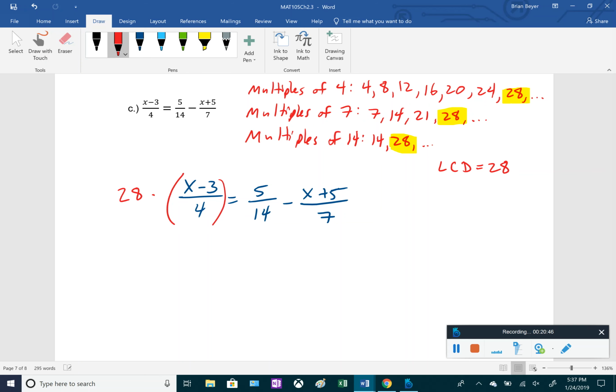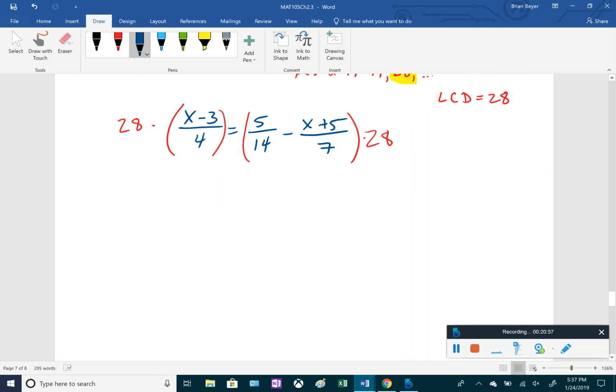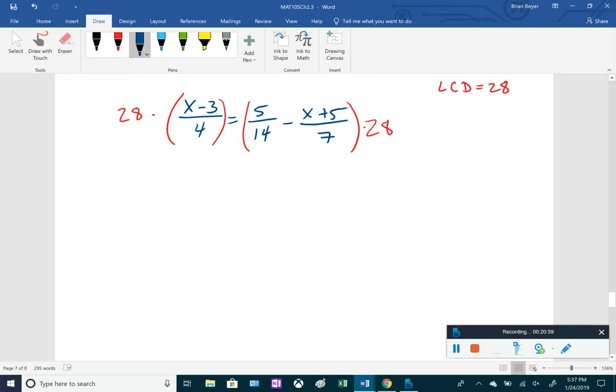So multiply the whole left-hand side by 28, the whole right-hand side by 28. I'm going to simplify this one like I did the other one. Once again, if you don't like doing it this way, just do it the way I did it in the first one. So I'm going to do 28 on the left-hand side here. 28 divided by 4 is 7. So it's going to be 7 times x minus 3. Once again, the 7 came from just simplifying 28 divided by 4.